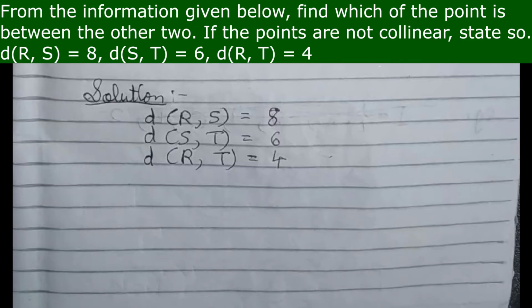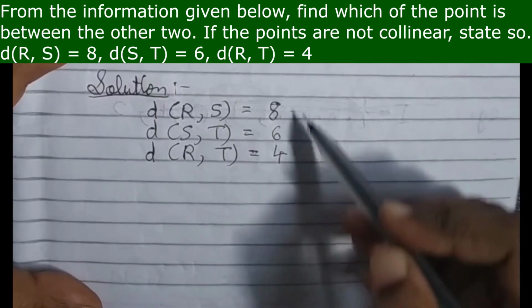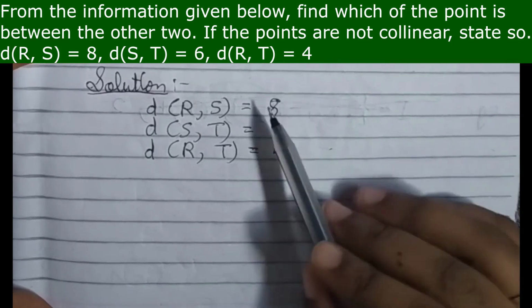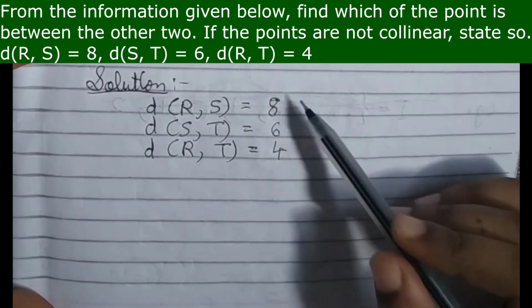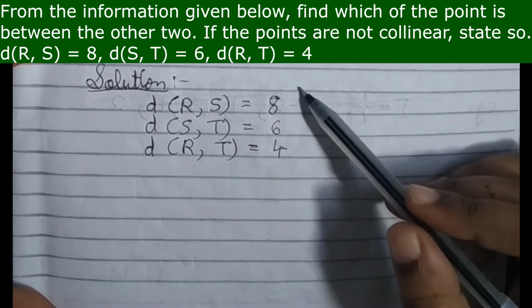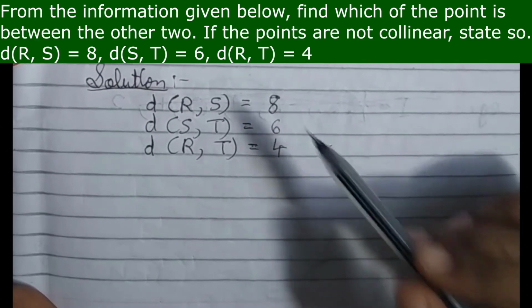From the information given below, find which of the points is between the other two. If the points are not collinear, state so. Here the distances are: distance RS is equal to 8, distance ST is equal to 6 and distance RT is equal to 4. Now which is the bigger number? 8 is the bigger number, so we will keep that as it is, and the two smaller distances we will add. That should be equal to the bigger number, then only the points are collinear.